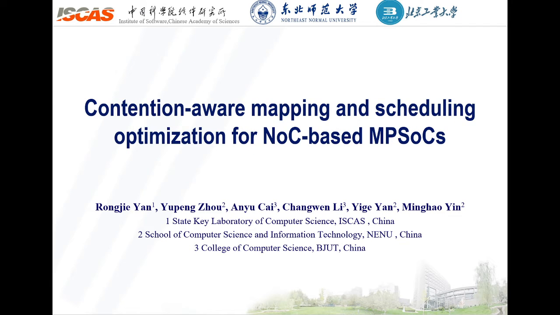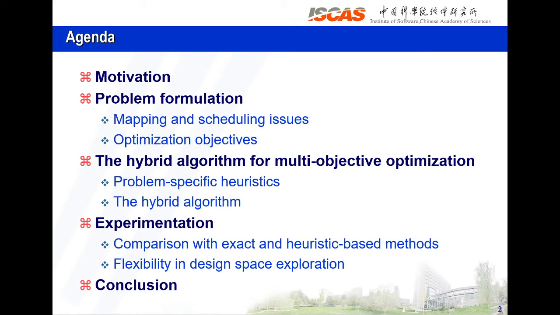Hello everyone, I'm glad to present our research, Contention-Aware Mapping and Scheduling Optimization for Network-on-Chip-based Multiprocessor System on Chips. For this work, firstly, I will introduce the research motivation and make the contributions clear. Then, I will briefly discuss the problem and our proposed multi-objective evolutionary algorithm. After that, I will talk about the experiments and conclude the work.